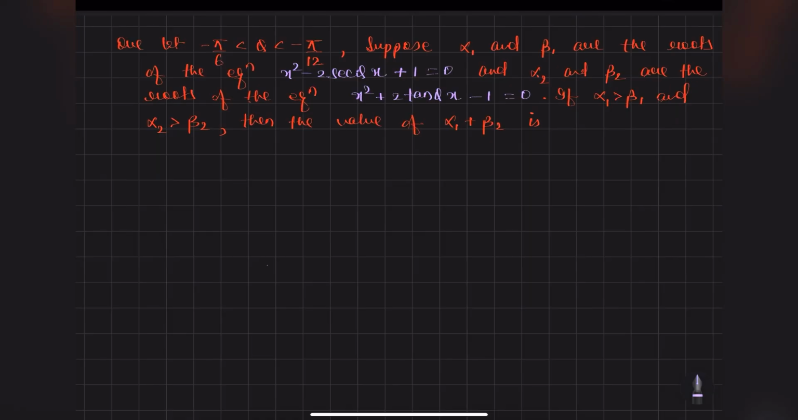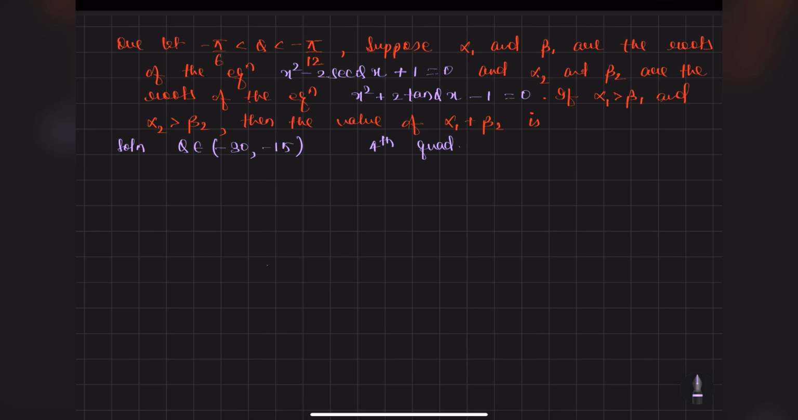So we have this question: let theta belong to minus pi by 6 to minus pi by 12. So we have theta belongs to minus 30 to minus 15 degrees. Okay, so we are in the fourth quadrant. Later we will use this information.